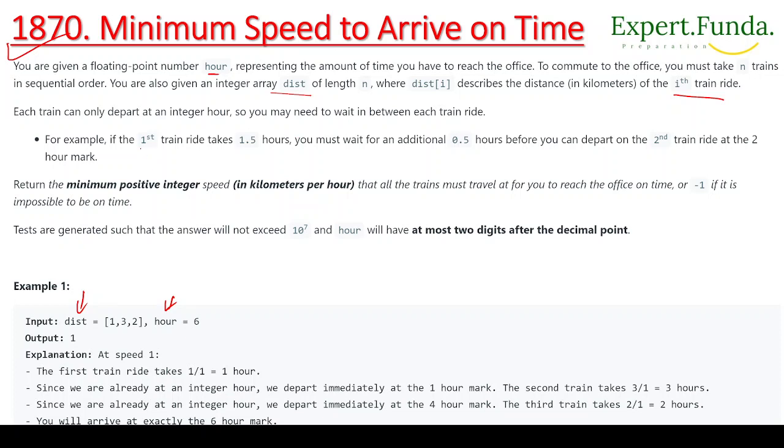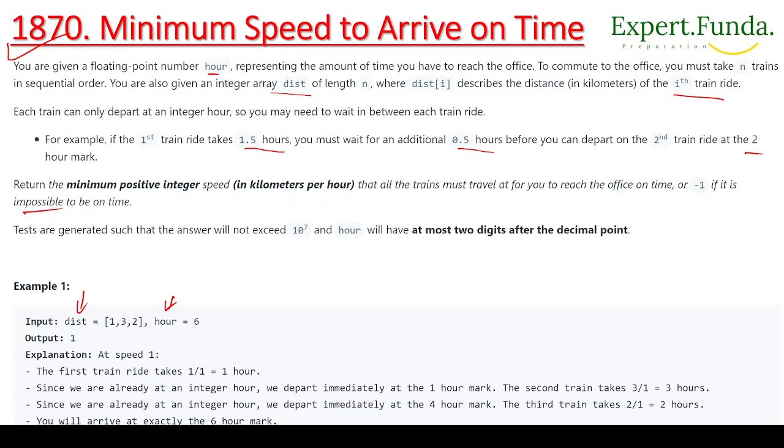So in the first train we are given, it takes 1.5 hours, so you must wait an additional 0.5 hour so that you can depart the second train at the 2 hour mark. We will understand that in the examples. Now we have to return the minimum positive integer speed in kilometers per hour that all the trains must travel at for you to reach the office on time, and return -1 if it is impossible. I think you got it, right?